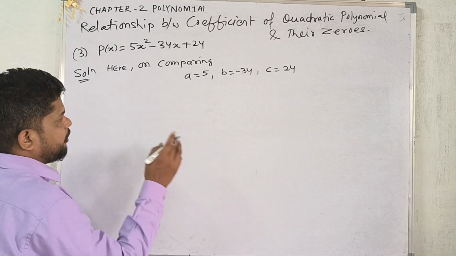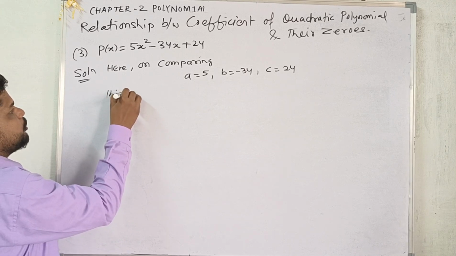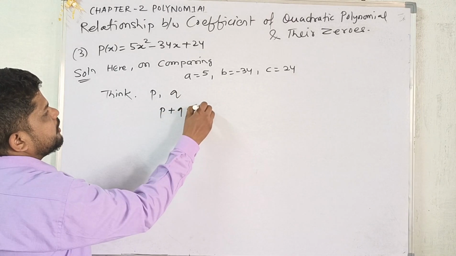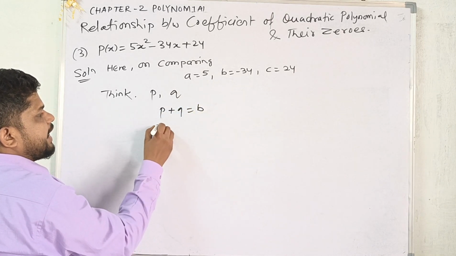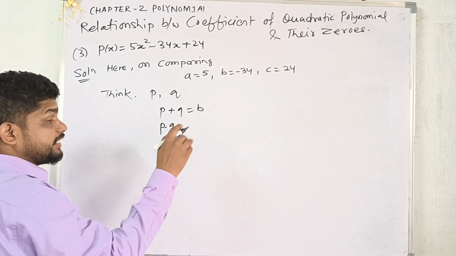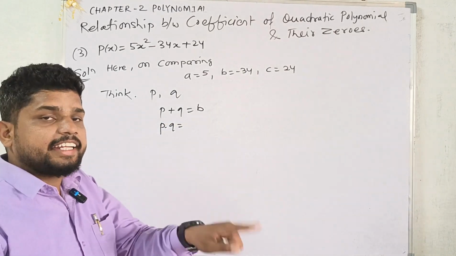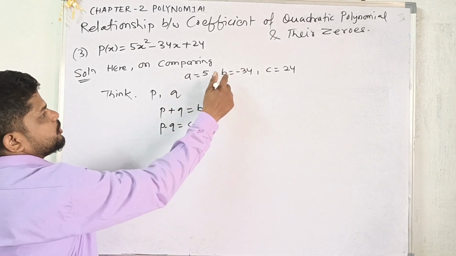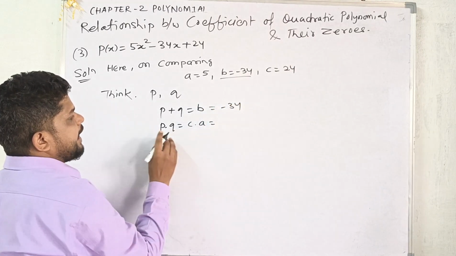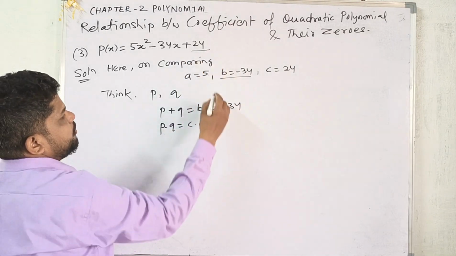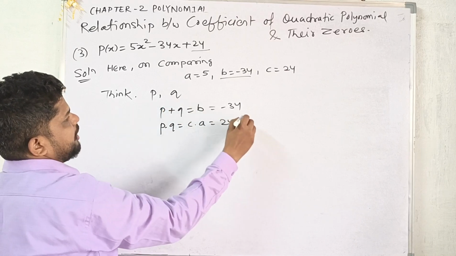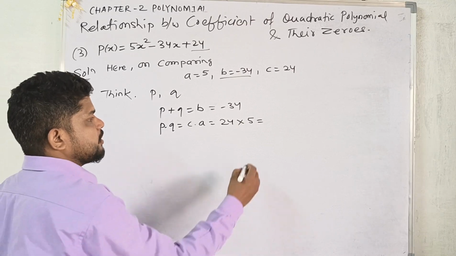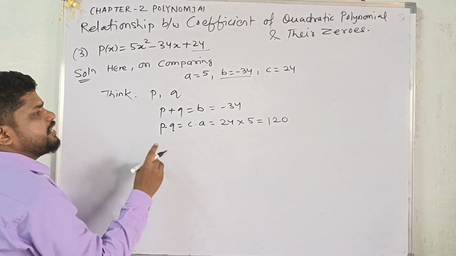So let's think of two numbers, say P and Q, such that their sum is the middle term, that is B, and their product P into Q is the constant into the coefficient of x square, that is C dot A. Here you can see the value of B is minus 34, the value of C is 24 and the value of A is 5, and we know that 24 into 5 is 120. So we write 120.